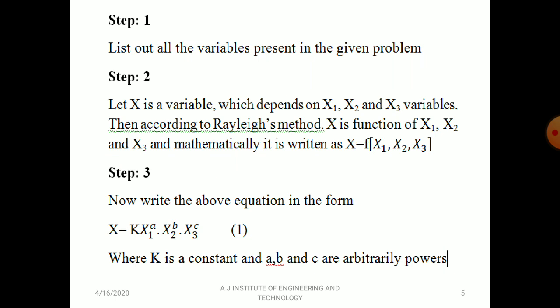Let me go through once again from the beginning. Step 1, we list all the variables given in the problem and classify them into dependent and independent variables. Second step, we express the dependent variable as a function of the independent variables, that is x equal to function of x1, x2, x3. Then step 3, we express x equal to f of x1, x2, x3 in the format x equal to k into x1 to the power a into x2 to the power b into x3 to the power c, and take it as expression 1.